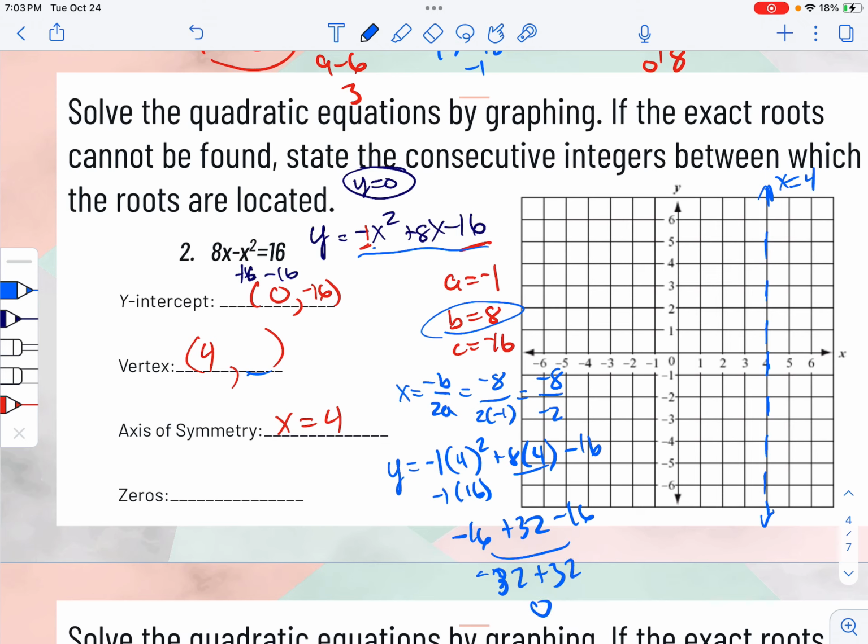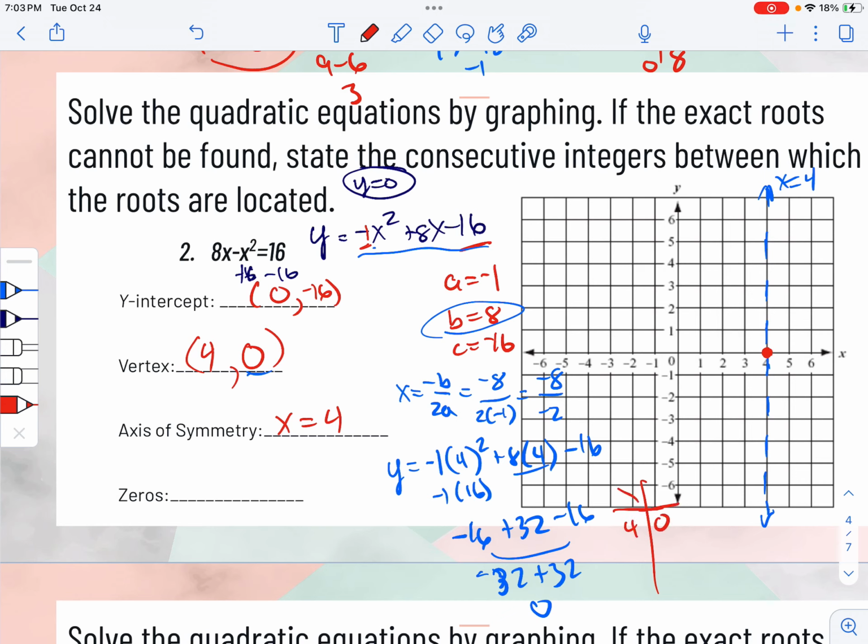Well, that's -32, -16, -16. So, you know what I get? I get 0. So, right there, 4, 0. And then this opens down. Okay, so that's my vertex, and it opens down.